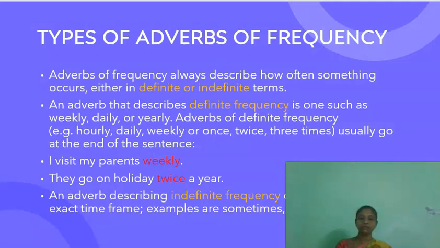Examples, I visit my parents weekly. They go on holiday twice a year. In these two sentences, weekly and twice come at the end of the sentence. Now let us pass on to the next type, indefinite frequency. An adverb describing indefinite frequency doesn't specify any exact time frame. Examples, sometimes, often, and rarely.